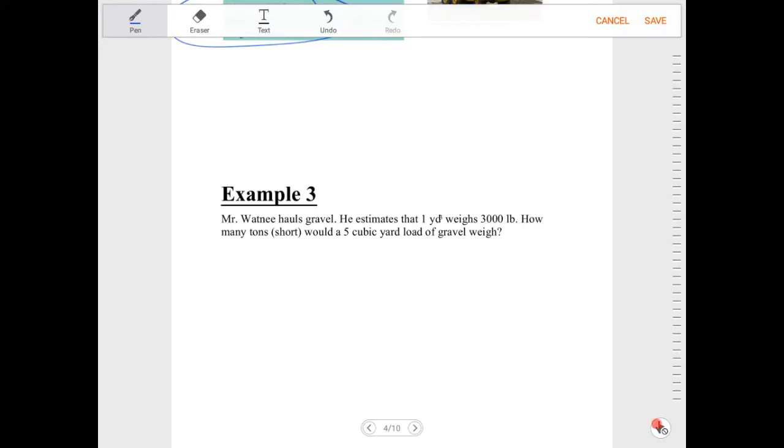So what does this one say? It says a person hauls gravel. He estimates that 1 cubic yard weighs 3,000 pounds. How many short tons would 5 cubic yard loads weigh? Okay, well, we know, based on the question, not from our front, it says here that 1 yard cubed weighs 3,000 pounds. Okay, no big deal.